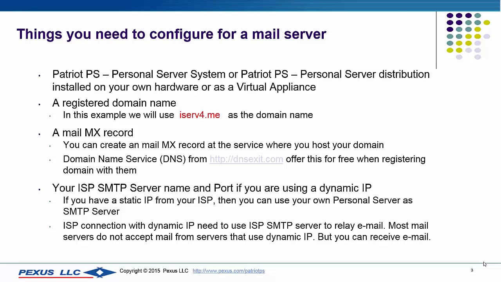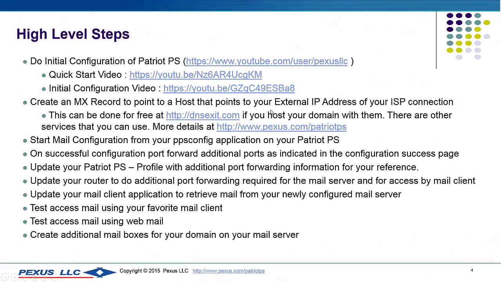So let's summarize, what are the high-level steps that you should do during this mail server configuration. Number one, first you do the initial configuration of your Patriot PS. Now there are a couple of videos and screen captures that walk you through what initial configuration is required. And after the initial configuration is done, ensure that you have a domain name and an MX record has been created to point to a host that points to your external IP address of your ISP connection.